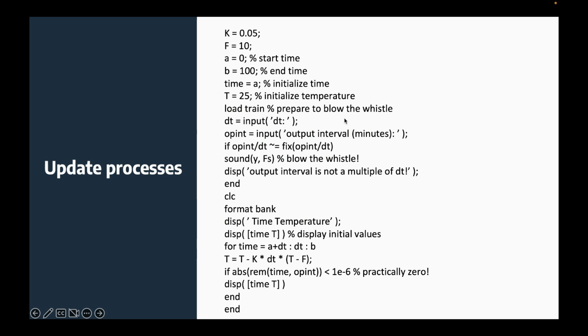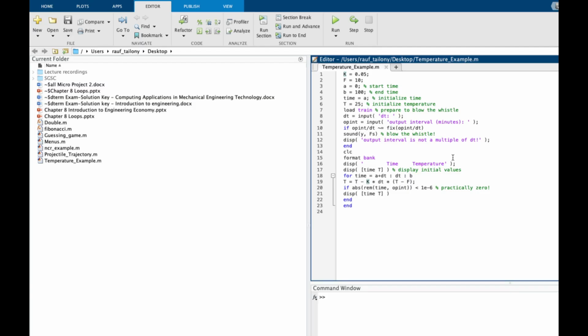Now, let me share with you this script. The code is saying that K, which is the constant of our equation, is 0.05, F, which is the ambient temperature, is 10. A, which is the start time, is 0, and B, 100, is the end time. So from 0 to 100 minutes. Now you say time equals A, that will help you initialize time, and T equals 25, that will help you initialize the temperature.